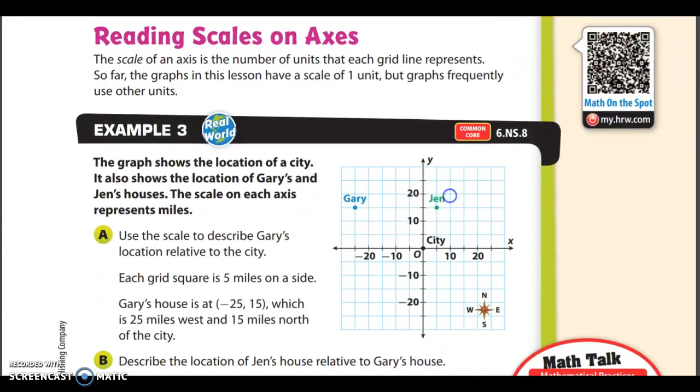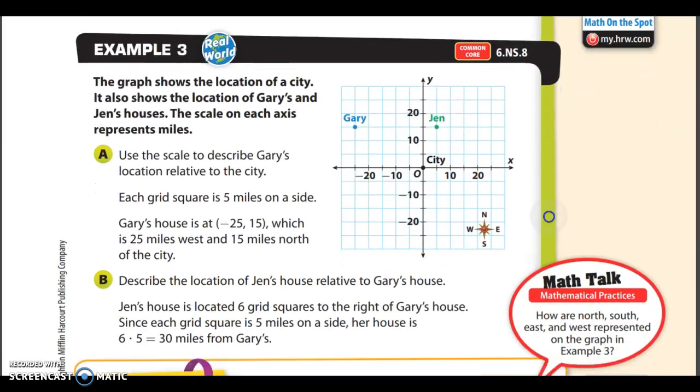Reading scales on axes. The scale of an axis is the number of units that each grid line represents. So far, the graphs in this lesson have had a scale of 1 unit, but graphs frequently use other units. Example 3. The graph shows the location of a city. It also shows the location of Gary's and Jen's house. The scales on each axis represent miles. Use the scale to describe Gary's location relative to the city.